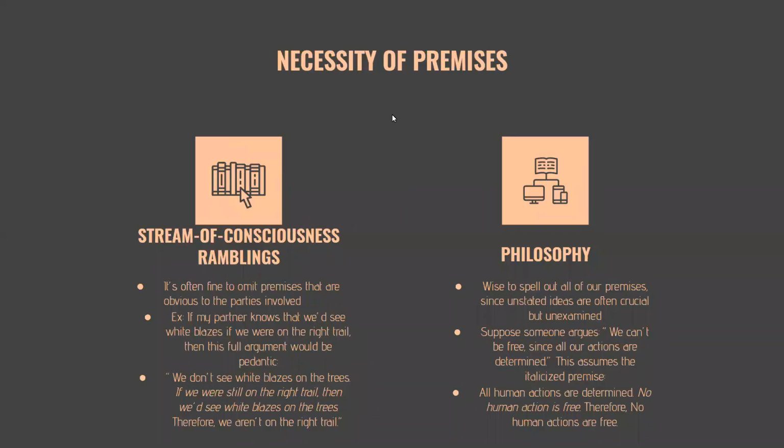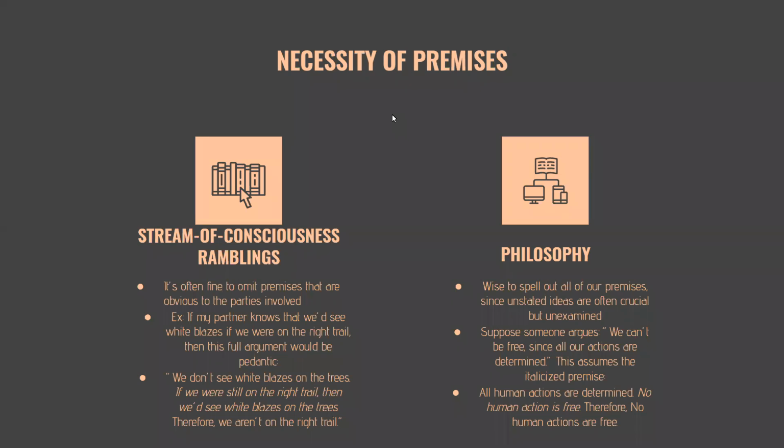People often argue without making clear what their premises and conclusions are. Sometimes we get stream of consciousness ramblings, sprinkled with an occasional therefore. While this is unacceptable, a good argument needn't spell everything out. It's fine to omit premises that are obvious to the parties involved.